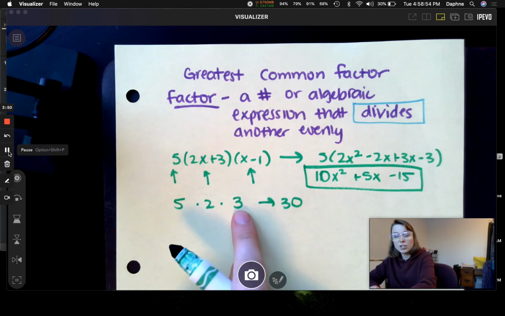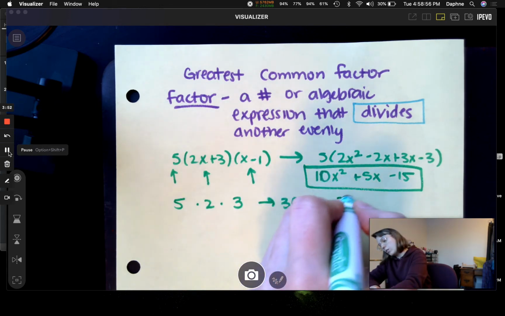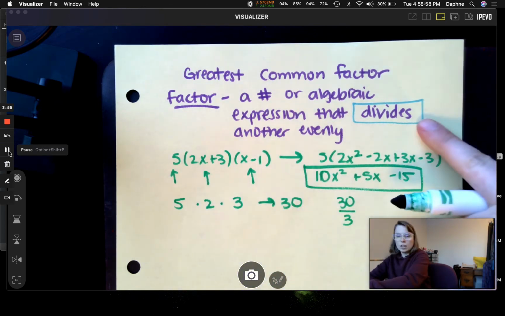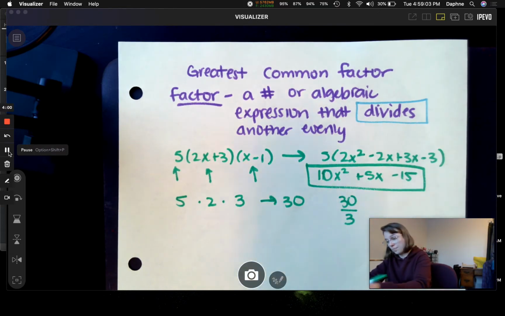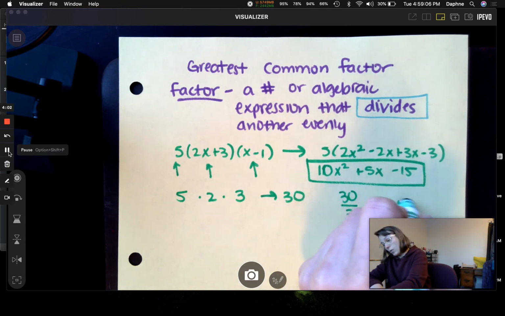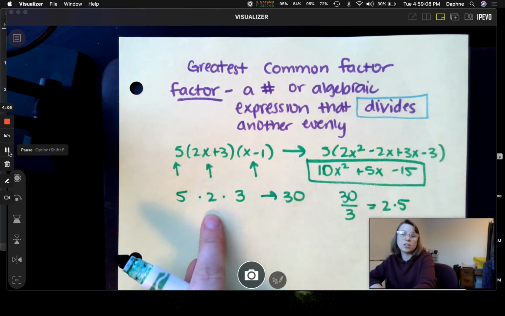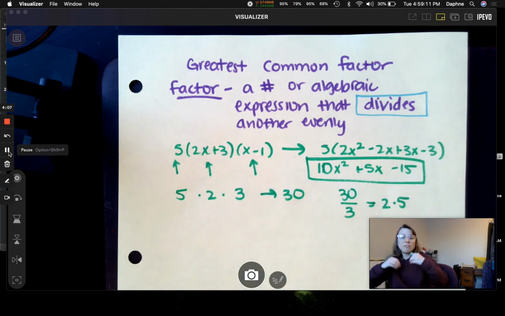If I factor out this 3, so if I do 30 divided by 3, because factors divide evenly, what is 30 divided by 3? 10. That leaves me with the 2 times 5, the other factors that are left. So if we divide by factors, we've pulled them out. When we divide by factors, we're pulling them out. We're factoring them. So thinking about that, let's get into some practice of finding the greatest common factor.